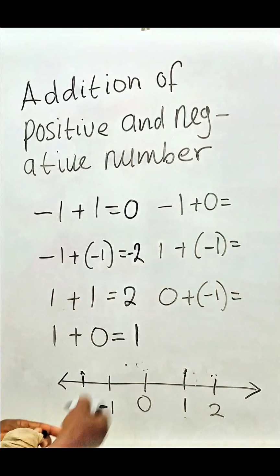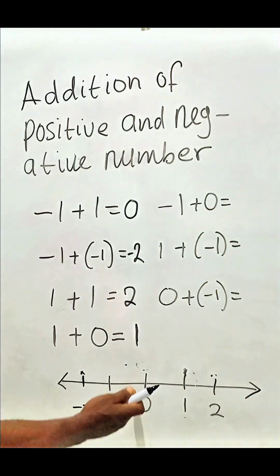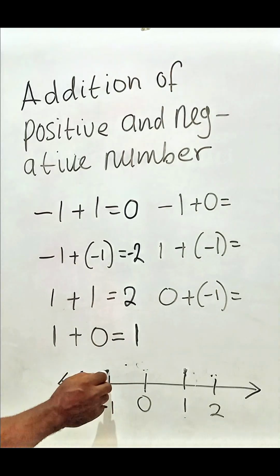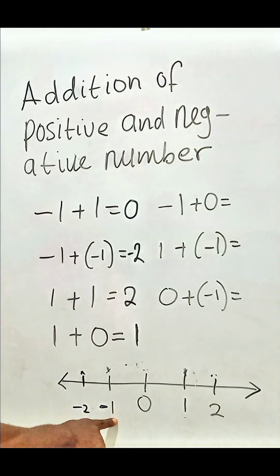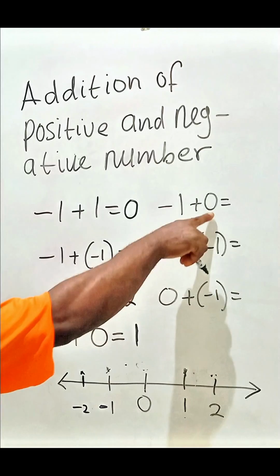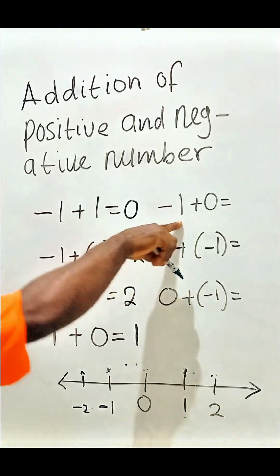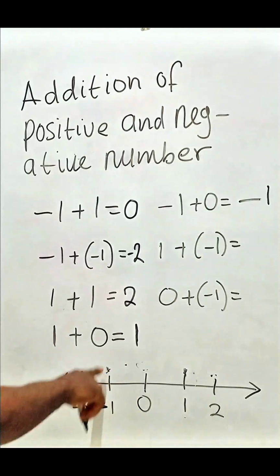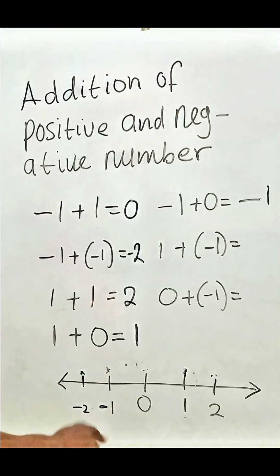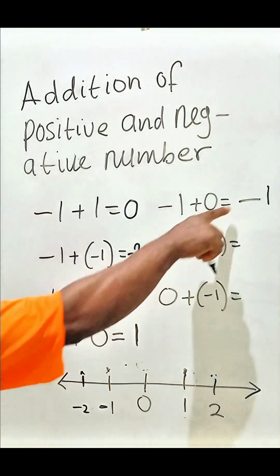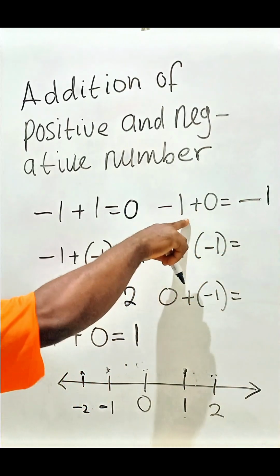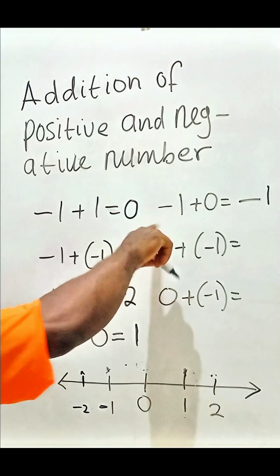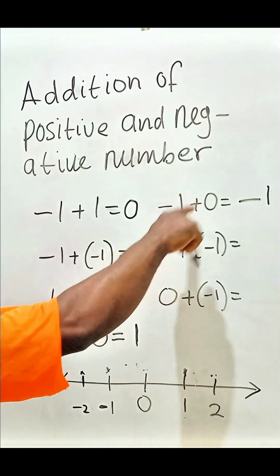-1 plus 0. So if we start at point 0 and then we move 1 unit to the left, we are going to stop at -1. So 0 plus -1, the result is -1. We start at 0, we move 1 unit to the left of 0, we stop at -1. The result is -1. -1 plus 0 is -1. Negative 1 plus nothing, the result is still negative 1.